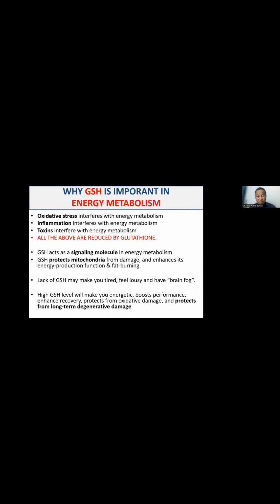Okay, so you can see glutathione can protect the efficiency of our energy metabolism in multiple ways. In addition, glutathione acts as a signaling molecule in energy metabolism. It protects mitochondria from damage and enhances its energy production function and fat burning. The lack of glutathione may make you tired, feel lousy, and have brain fog. High glutathione levels will make you energetic, boost performance, enhance recovery, protect from oxidative damage, and protect from long-term degenerative damage.